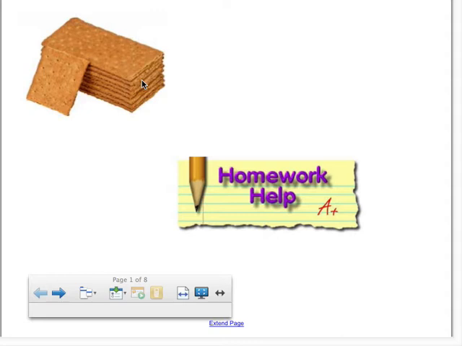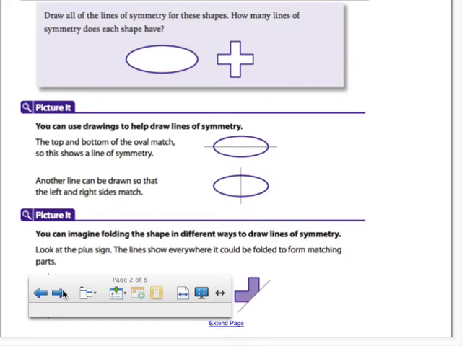You should be on page 320 and 321. Here we go. On 320, you see this. Draw all the lines of symmetry for these shapes. How many lines of symmetry does each shape have?